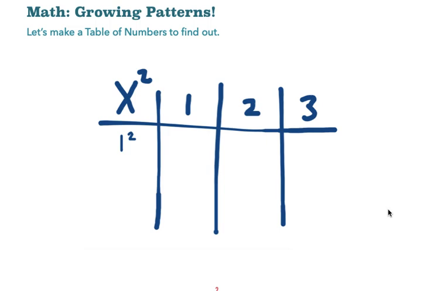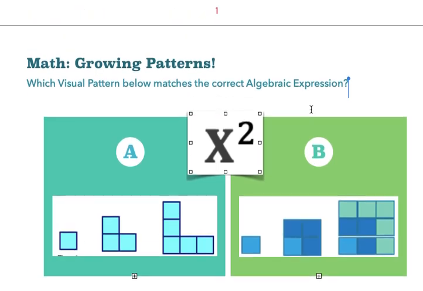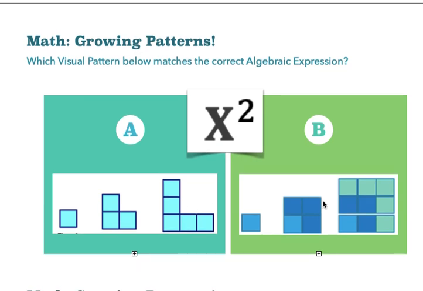The purpose of this video is to make a table of numbers to find out what x squared would look like. The question in front of us is which visual pattern below matches the correct algebraic expression, x squared. Is it represented by the visual pattern A or the visual pattern B?